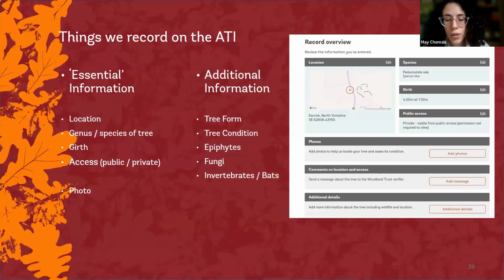Things like I mentioned pollarding. A tree can be a pollard as a tree form, among other things. Tree condition is very important. It's basically saying how much deadwood is on and around the tree. Is it hollowing? These are all really important parts of completing the assessment. And then things like epiphytes, fungi, and evidence of bats and invertebrates. So, is there fungi growing on it? Is there lichen? Do you see any bat holes? That's quite hard to identify, but if you see things like that, please do record it.